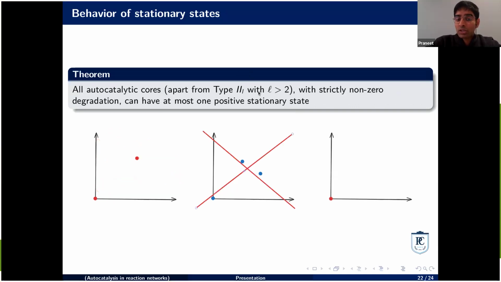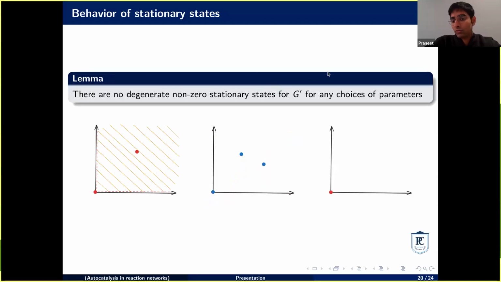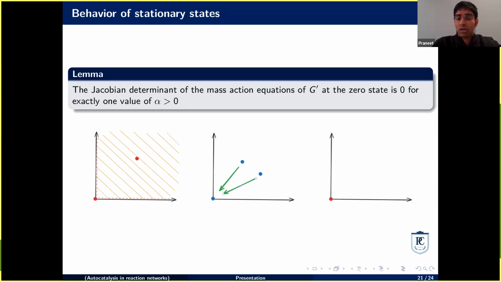But for type 2 with L greater than 2, the equations become too complicated. I'm sure there is a possible generalization in the future where we can have a general method to prove that this lemma is true for all the cores. But for now, we have this for all the cores up until two back branches, until type 5.